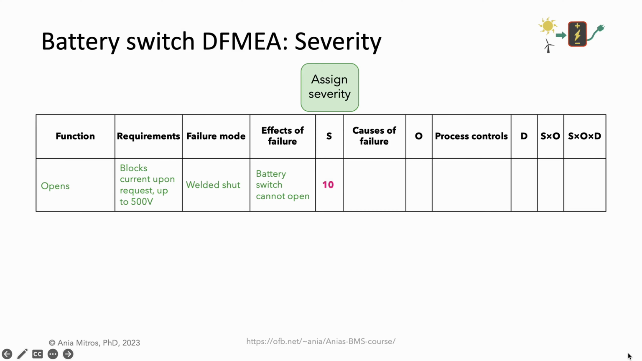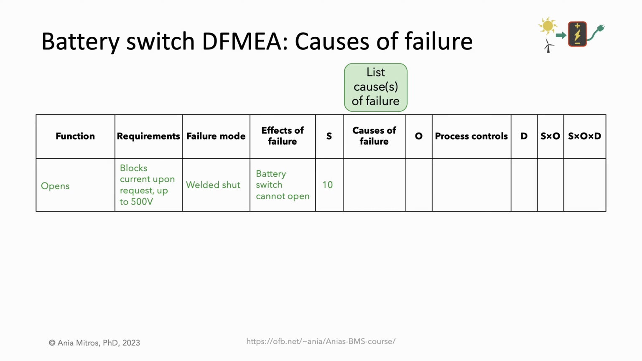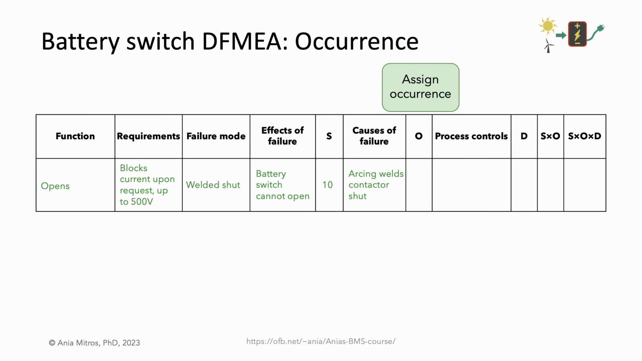And there's that 10. Next, list the cause or causes of failure. Arcing across the contactor can cause it to weld shut and be unable to open. Arcing happens if we have a voltage across an air gap, which can happen if the contactors are closed without pre-charging or if they open while current is flowing. Arcing causes pitting in the metal, and contactors damaged like this are at increased risk of welding shut.